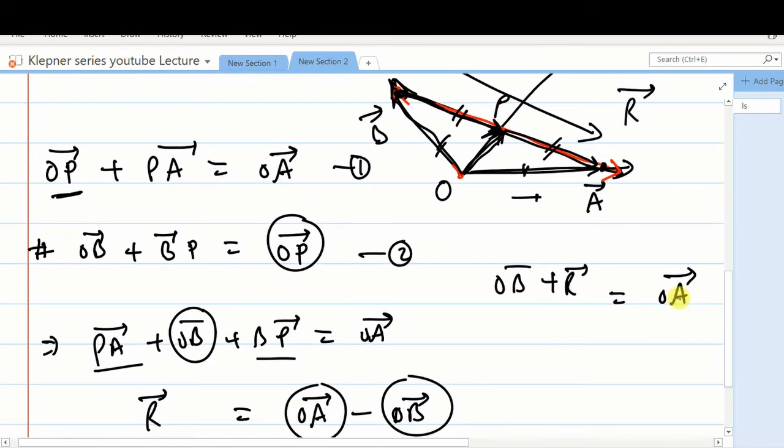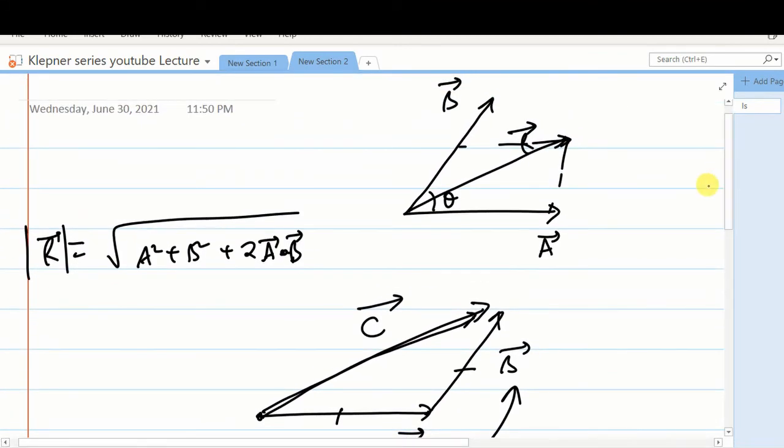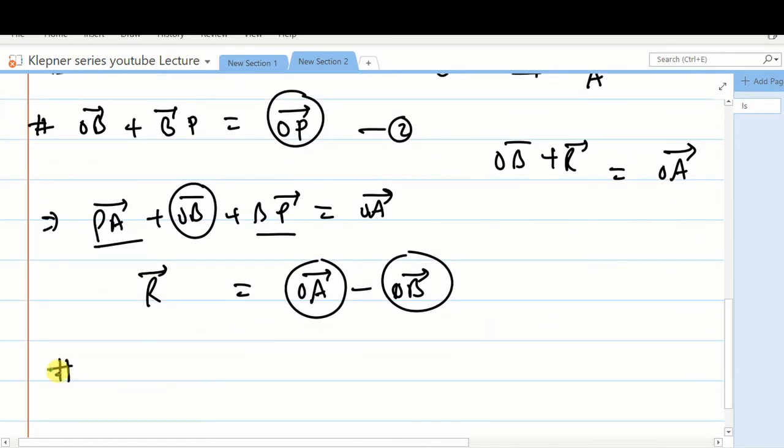So you can always write OP in terms of maybe OA minus PA, or OP is equal to OB plus BP. So this is very important. This is the way we actually do vector algebra without introducing anything. It is amazingly simple, and we haven't used any coordinate system to define anything.